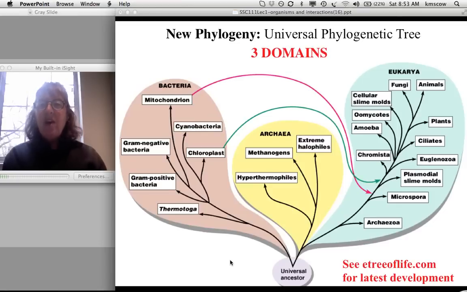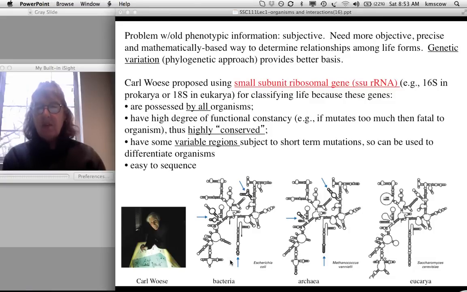So what we now use, the paradigm that we now use to describe and classify life, is phylogenetics, and phylogenetics is a system based on genetic variation, and then looking at relationships of organisms based on their similarity genetically.